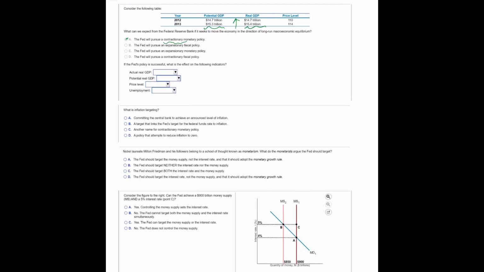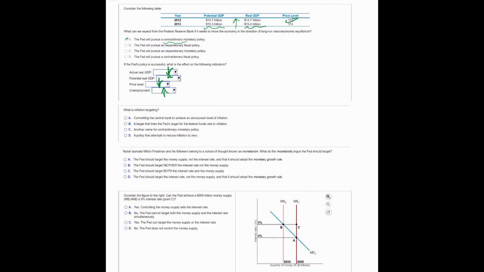Well, they would have to reduce the amount of money in the economy. So they're going to contract. If their policy is successful, what's that going to mean? Well, actual GDP will fall. Potential real GDP does not change. The price level will fall, and unemployment will rise. And we can see all that. We can see the price level changing here. We can see the actual and potential numbers changing. Not the potential number, just the actual.